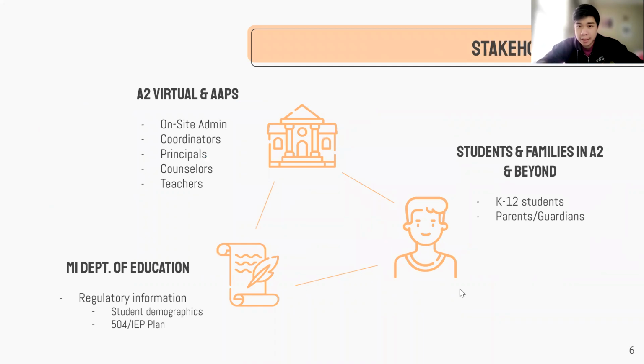As I mentioned, some of the key stakeholders for our project include A2 Virtual and Ann Arbor Public Schools, AAPS. That'll be their administrators, coordinators, principals, counselors, and teachers. The other one is the students and families in Ann Arbor and beyond, so that includes the K-12 students and their parents and guardians. Lastly, we have the Department of Education. So we have to collect certain information to allow A2 Virtual to comply with some of the state regulations, like student demographics and 504 and IEP plans.